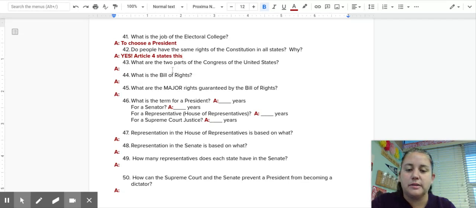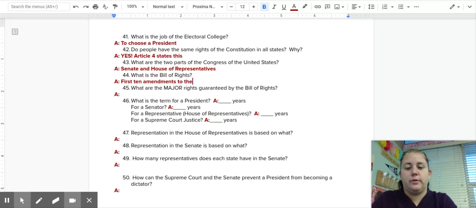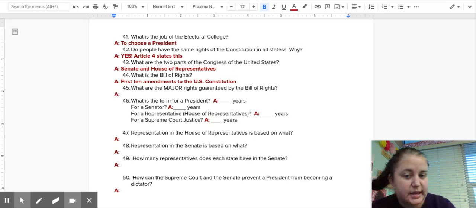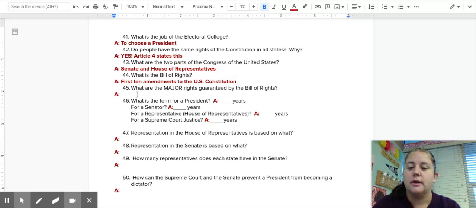What are the two parts of the Congress of the United States? The Senate and the House of Representatives. Number 44, what is the Bill of Rights? The Bill of Rights is the first 10 amendments to the U.S. Constitution. Okay, we call them the Bill of Rights because it guarantees people's rights.